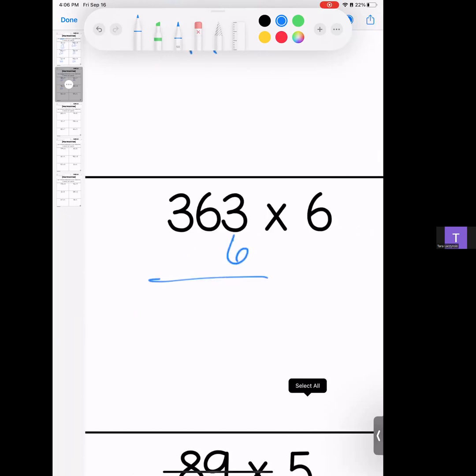363 times 6. 6 times 3 is 18. 6 times 6 is 36. Add 1 is 37. 6 times 3 is 18. Add 3, 21. 2,178.